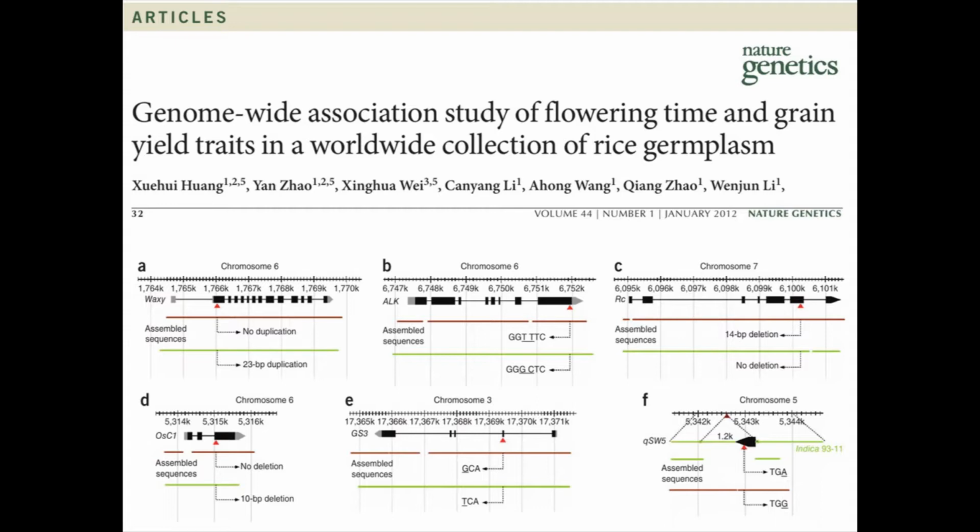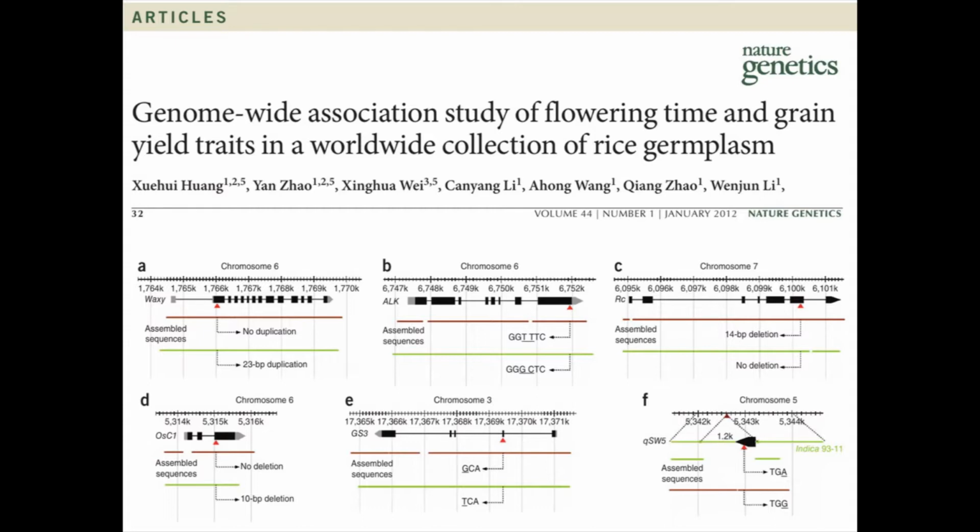So these naturally occurring structural variations do have an effect too. This is a nice genome-wide association study done by Ben Han's group in China, where they were able to pinpoint causal variants that explain phenotypic variation in the rice population using these powerful statistical techniques. They associated this causal genetic variant with some phenotypic variation. And here is an example where a 23 base pair duplication could explain a portion of this phenotypic variance.